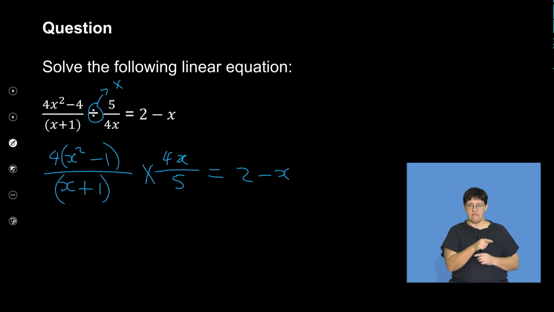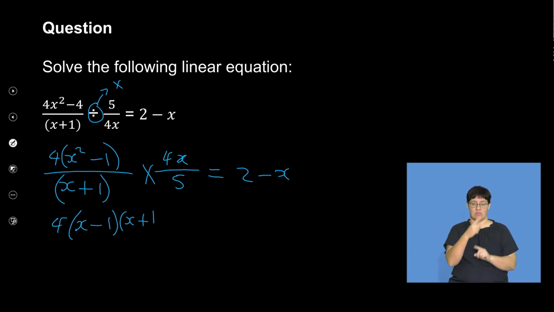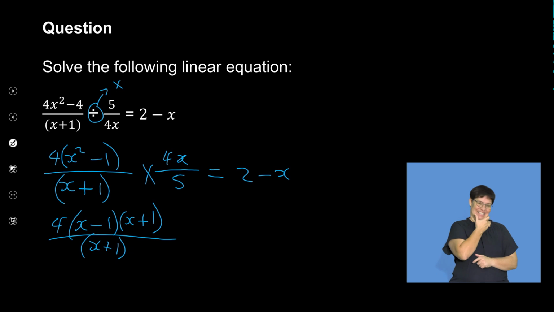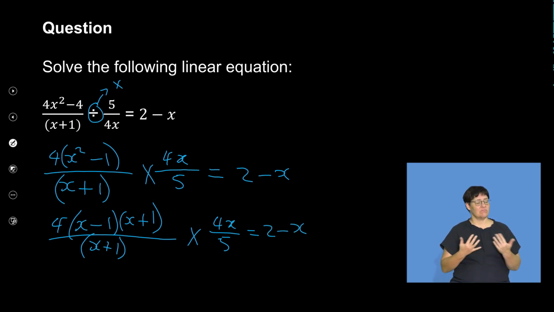On the numerator, I can factorize that. So this will be 4 into x minus 1 into x plus 1, all divided by x plus 1. I'm sure right now you are smiling at home and thinking, hey, now I can see the light and where we are going with this. So this will be 4x divided by 5 equals 2 minus x. Now, I should make a disclaimer that this is going to end up being a quadratic equation, which we will look at at a later stage and use the factorization rules.